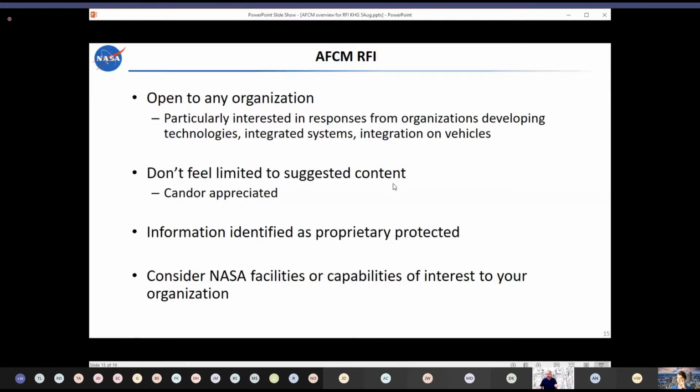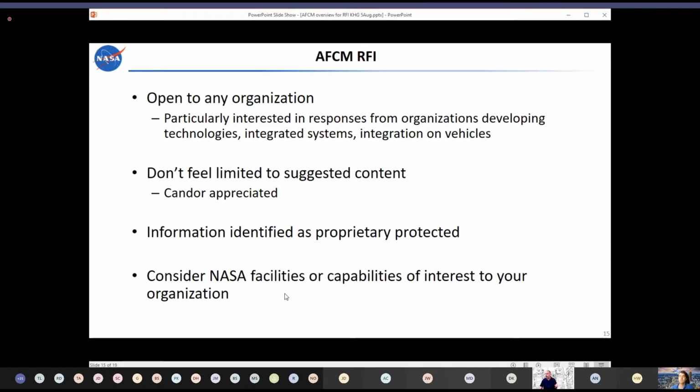The RFI has suggested responses. Don't feel that you're limited to those. We definitely appreciate your candid responses. So it's your opportunity to give unfiltered feedback to NASA. Of course, as part of all this, any information that you identify as proprietary is treated as such and is protected from any sort of release.